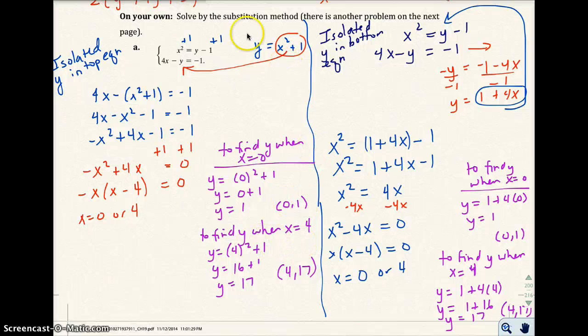And I actually checked (0, 1) in the top one and the bottom one. I checked (4, 17) in the top one and the bottom one, and it also worked. So I think most of y'all would either solve for the y on top or the y on the bottom. And so check your work on whichever one you did.